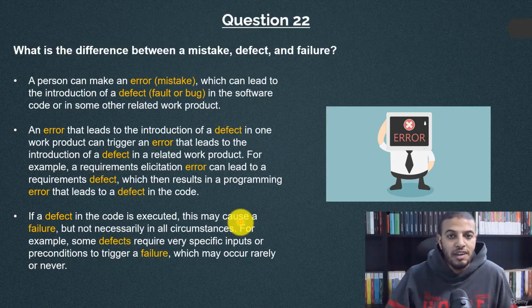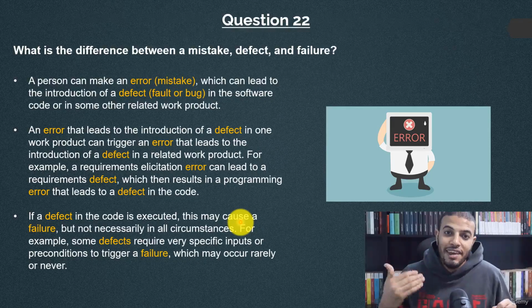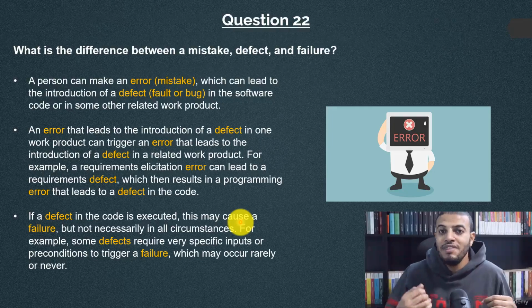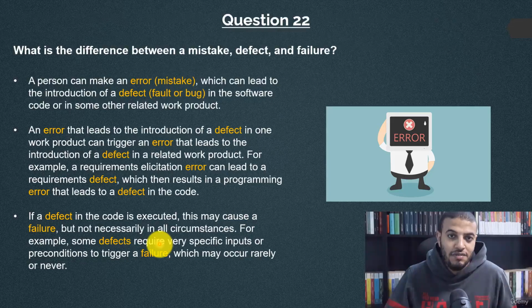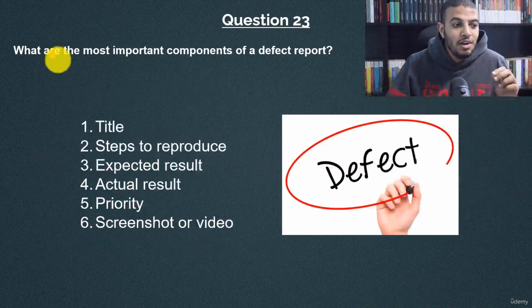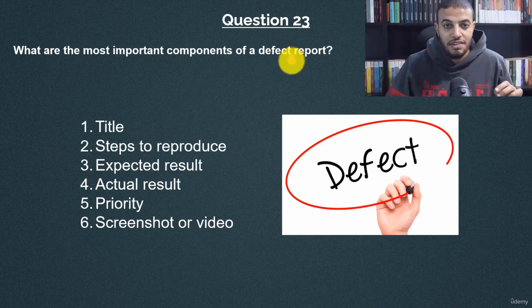Not all defects cause failures, okay? So the defect might be inside the code, it might still be there, but the scenario that reveals this defect is not very easy. In this way, this defect will not cause a failure. But if the scenario that shows the defect happens, in this case, a failure might happen to the software. So like we see here, if a defect in the code is executed, this may cause a failure, but not necessarily in all circumstances. For example, some defects require very specific inputs or preconditions to trigger a failure, which may occur rarely or never.